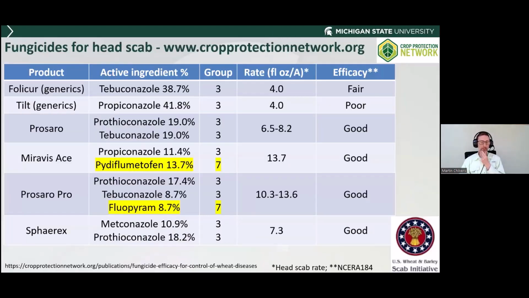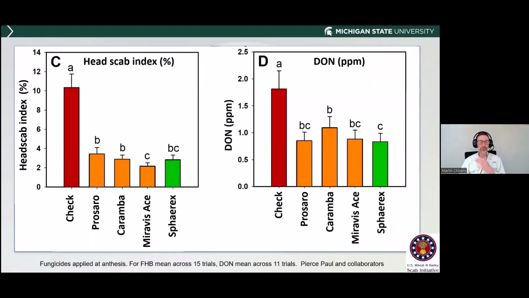We've got a number of different products now available for head scab control, and these are also available on the Crop Protection Network. We'll put some links up on the website so you can look at the fungicide list of products and how they rank for disease control. We've been screening these newer products, so Prosaro and Prosaro Pro now, Caramba, which is sort of going away, Miravis Ace and Sphaerex, all provide really decent control.